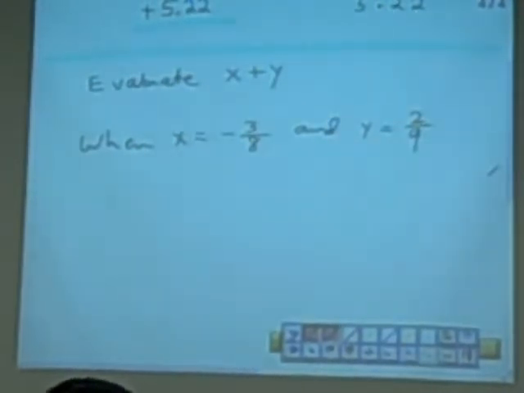Negative 3 over 8 plus 2 over 9. Okay, yeah, it's like you're cutting out that x, right? And you're going to put a negative 3 over 8 in there, plus, give myself some room here, and then we put 2 over 9 in for y, right?